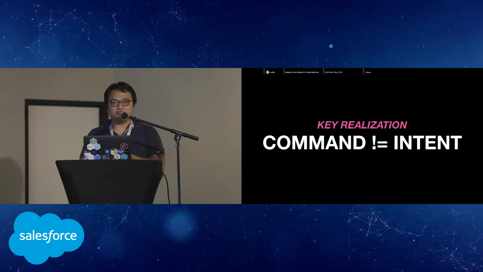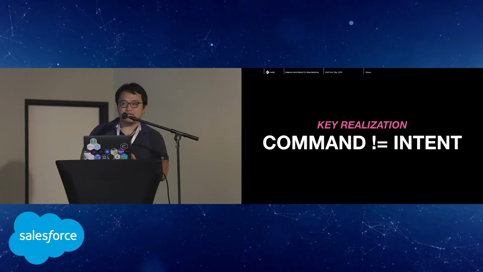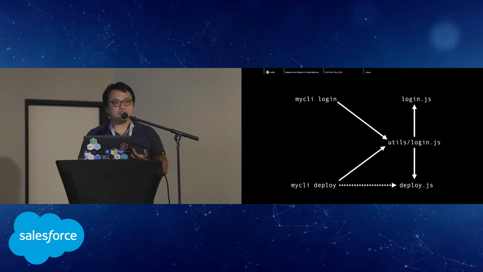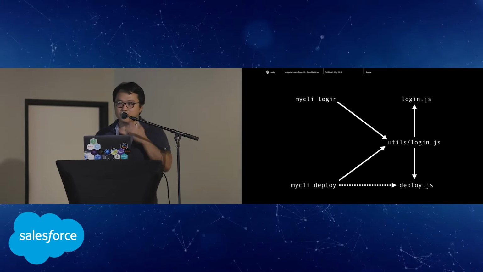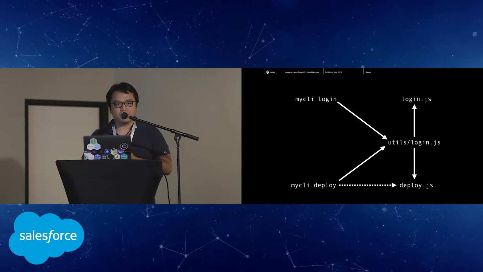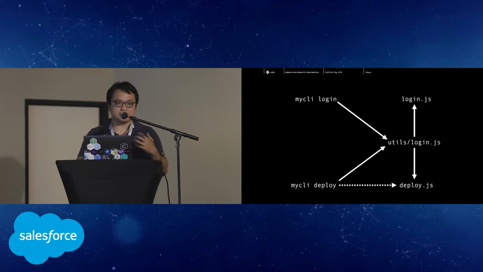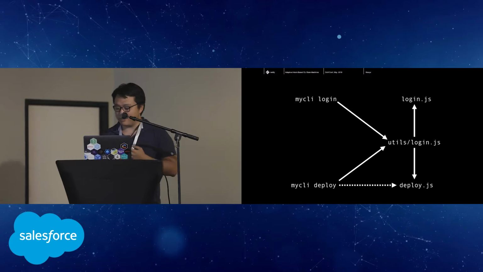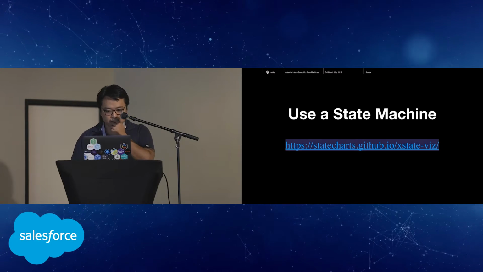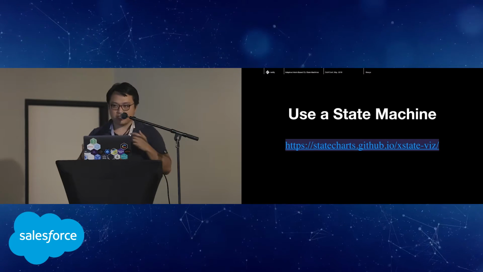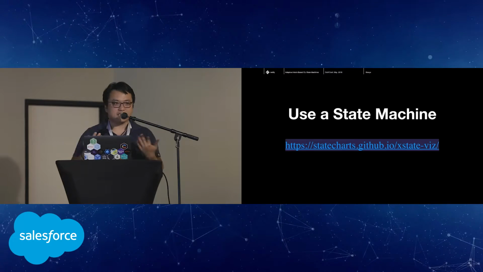And the key realization for me here is that commands are not intents. As a user, I have an intent to do something. The CLI should be smart enough to help me figure it out and work with me. And right now, all we have is command interpreters. We don't have intent interpreters. So the solution is to use a state machine because I come from the React ecosystem. That's all the rage right now.